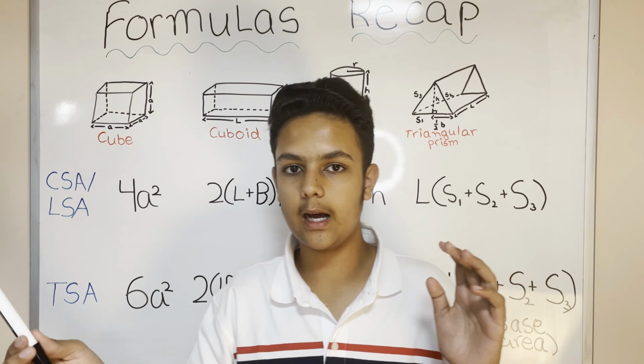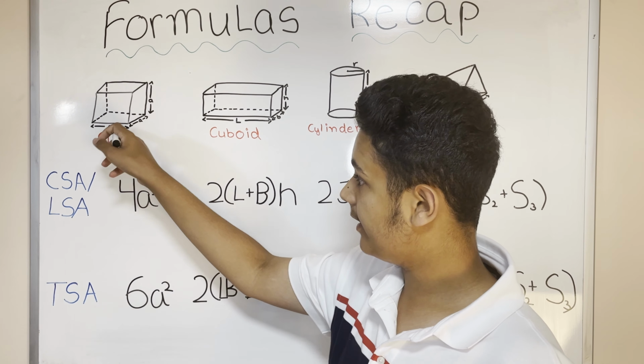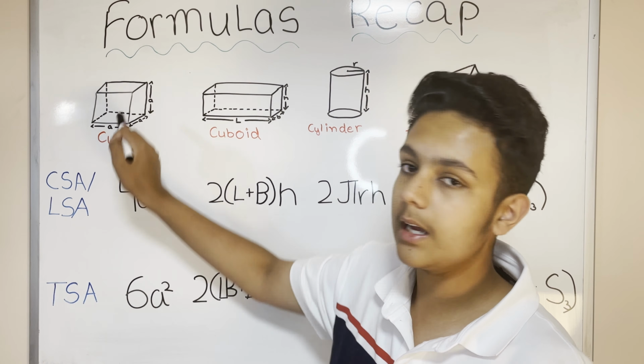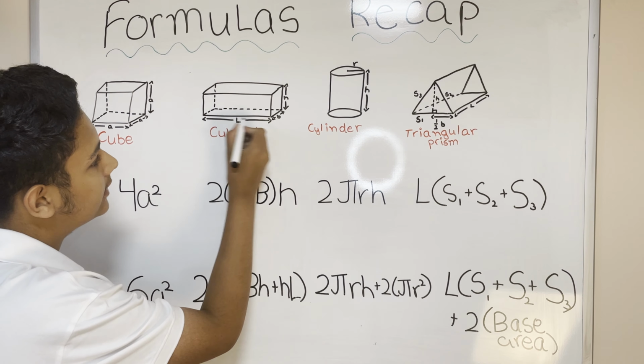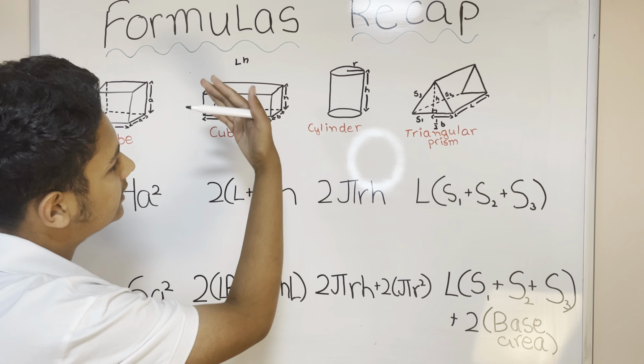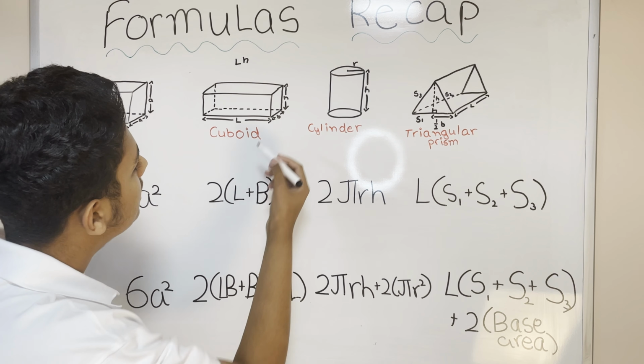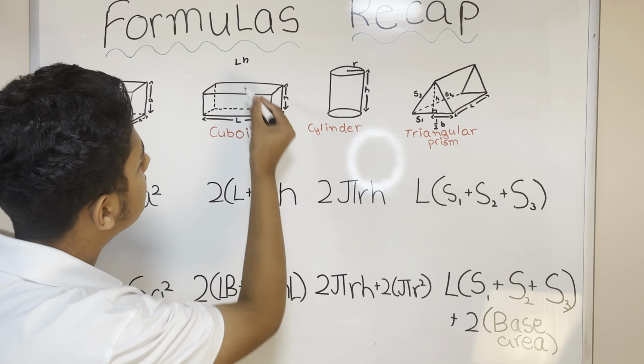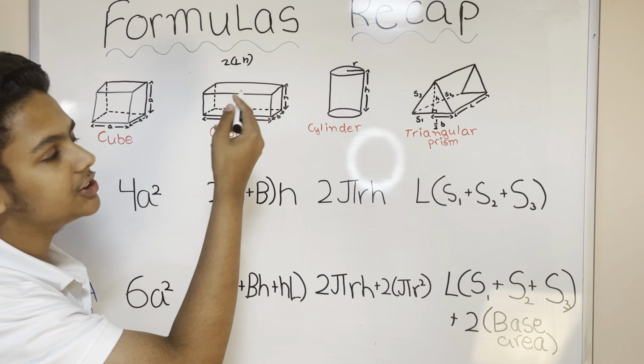So each face is a square, because it's a times a, like the length and the height, and then we have one at the front, one at the back, and two sides. So it's 4a square. So this is how we can imagine all the formulas. And then for cuboid, we're gonna take it as the front is length times height. So it's L times height, and the same as the front, the back is also the same. So it's 2 and then length times height, LH is in the bracket.